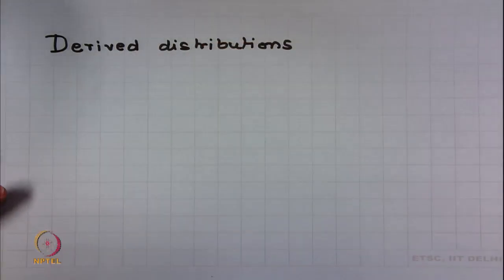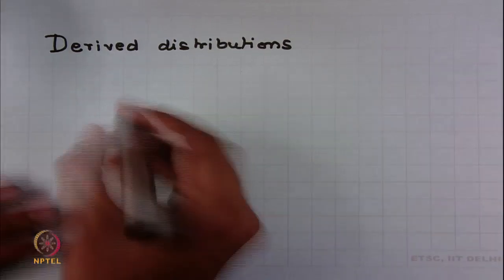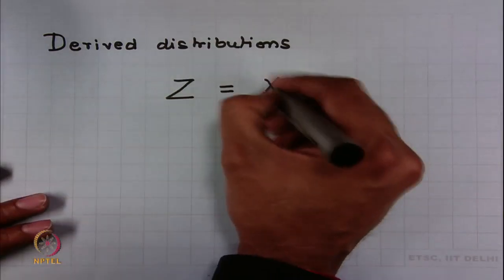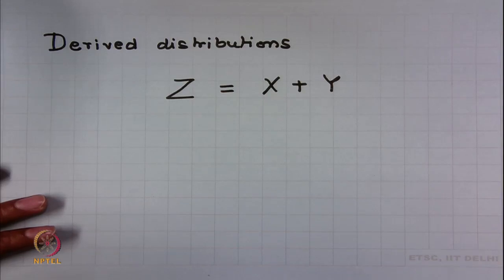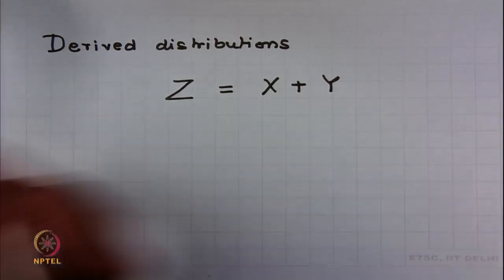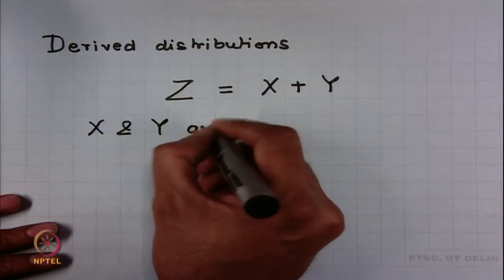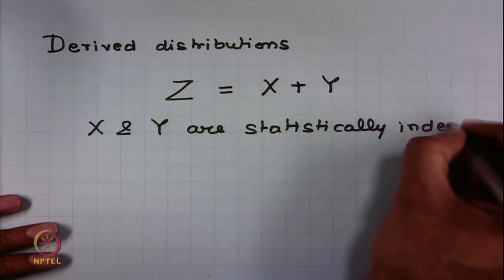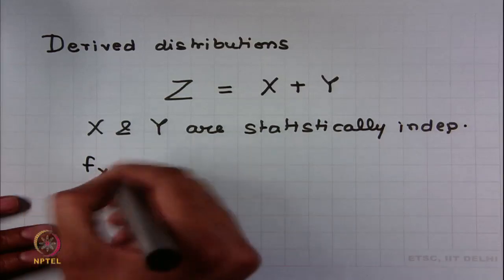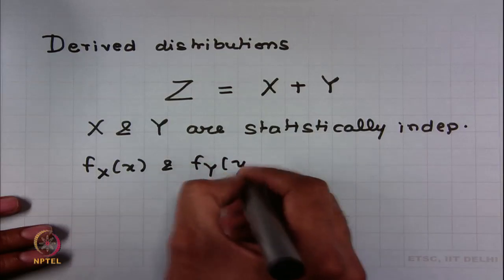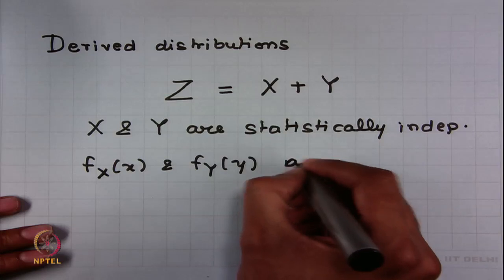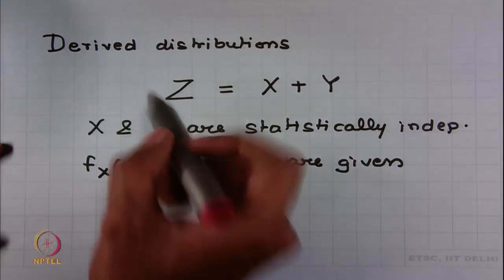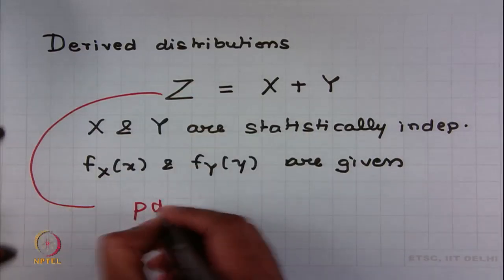So, what is the problem covered under this topic, derived distributions? The problem is that suppose you are given a random variable z, and this random variable is a linear combination of two random variables x and y, and suppose you have been given also that these x and y random variables are statistically independent, you have been given the probability density function of these random variables, then the problem statement is what is the probability density function of this random variable z. So, what is the PDF of z?